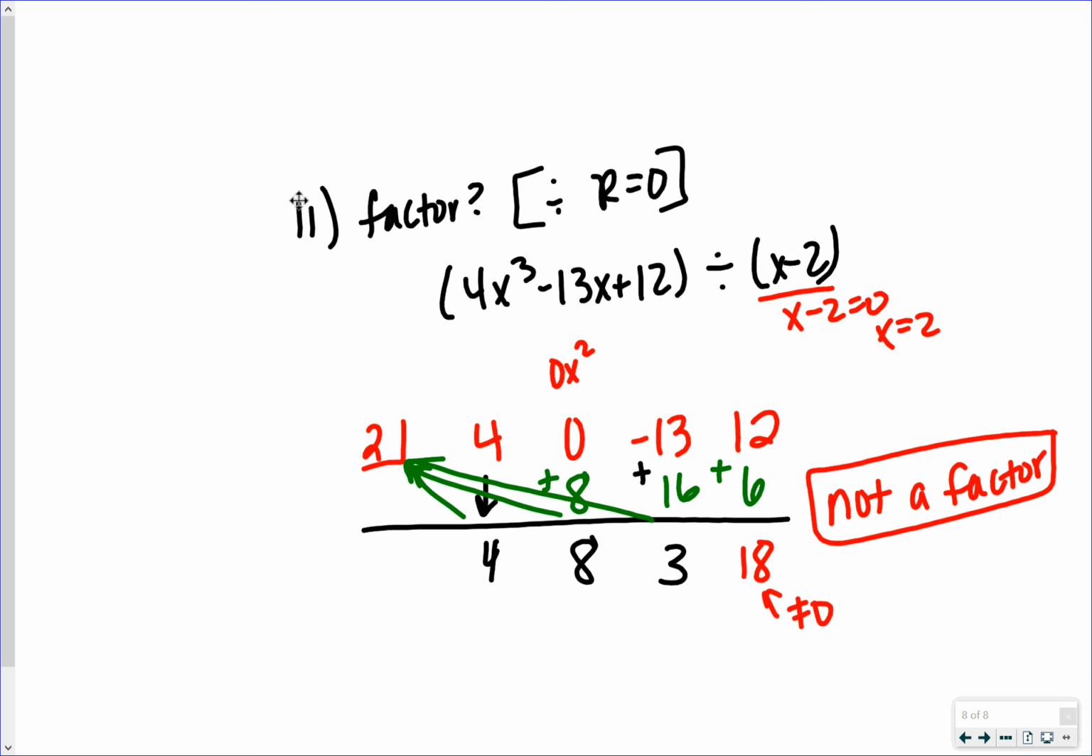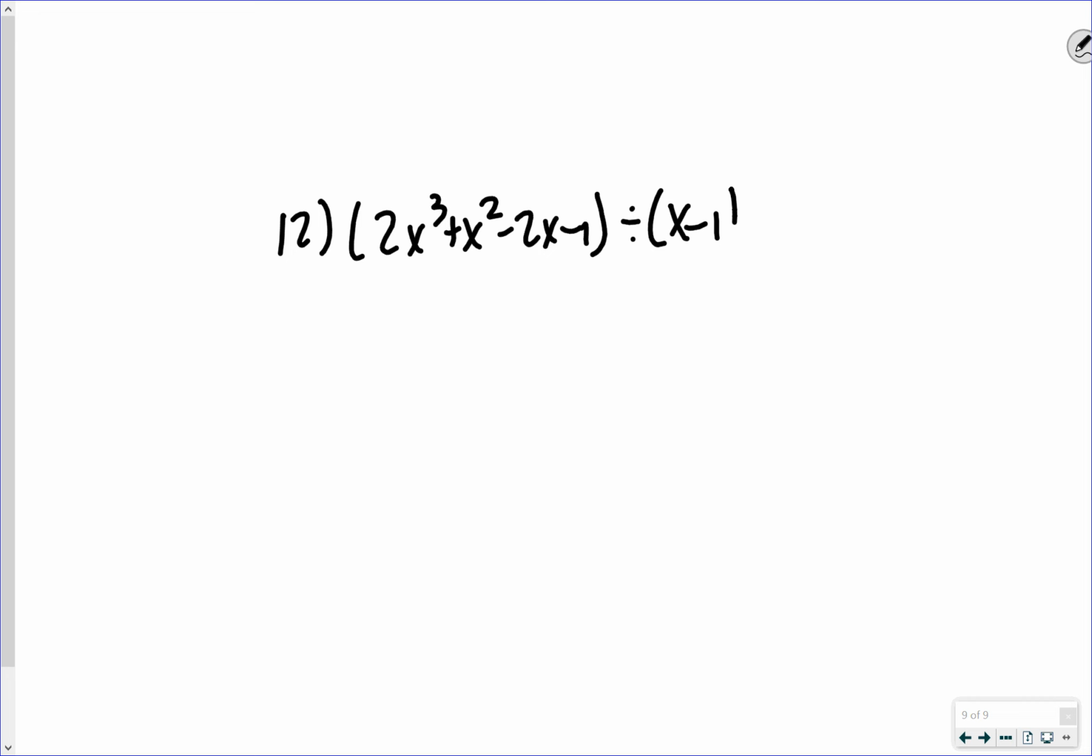Number 12. I have 2x cubed plus x squared minus 2x minus 1 divided by x minus 1. See what makes your divisor equal to 0. X is 1. Put 1 in the box. In front of my x cubed is a 2. In front of my x squared is a 1. In front of my x is a negative 2, and my constant is a negative 1.